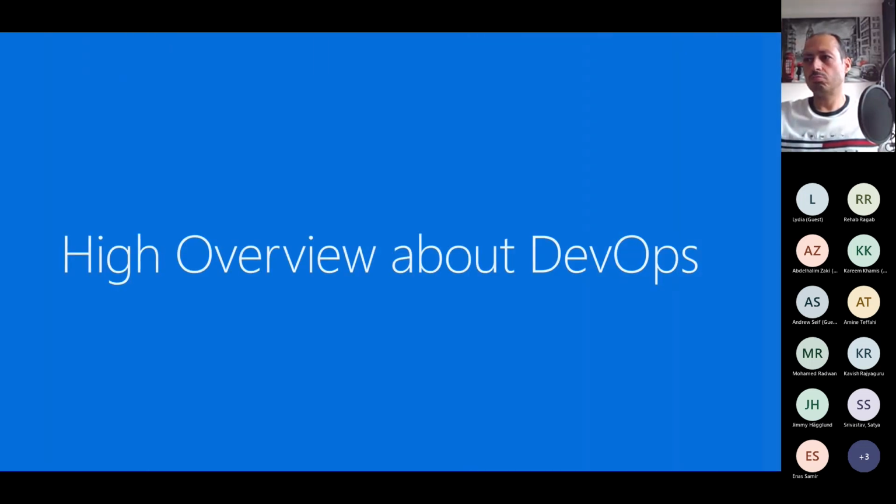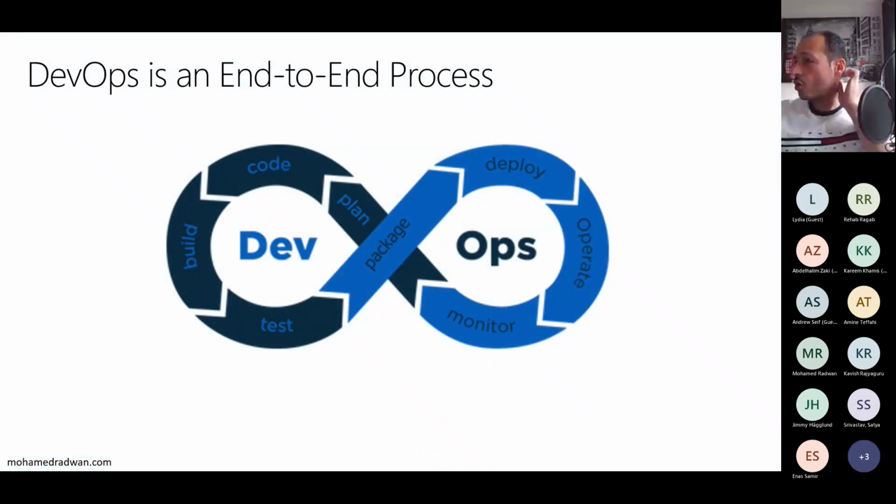Okay, so a high overview about DevOps. If you start Googling DevOps, this will be the first sign, usually the most important sign. However, if we look at how many people in the industry treat DevOps, that sign includes plan, code, build, test, package, deploy, operate, monitor. But as I'm explaining, there are many people in the industry still treating DevOps as automation or maybe continuous integration or continuous deployment only.